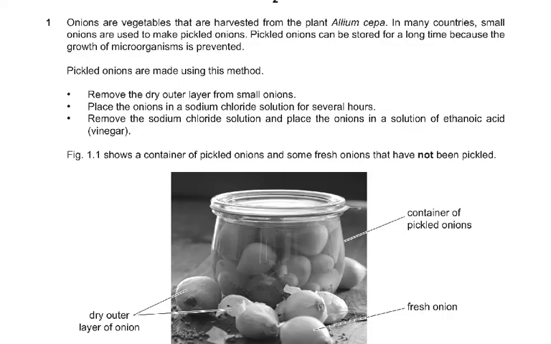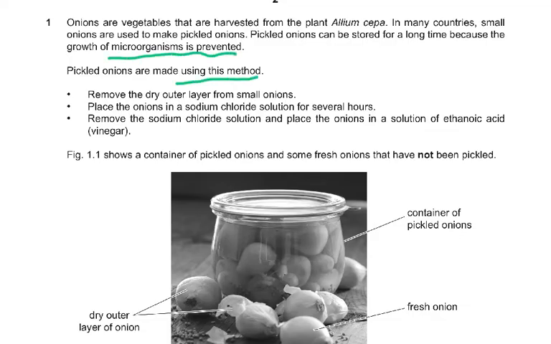Bismillah ar-Rahman Rahim. Question 1. Onions are vegetables that are harvested from the plant Allium cepa. In many countries, small onions are used to make pickled onions. Pickled onions can be stored for a long time because the growth of microorganisms is prevented. Pickled onions are made using this method.